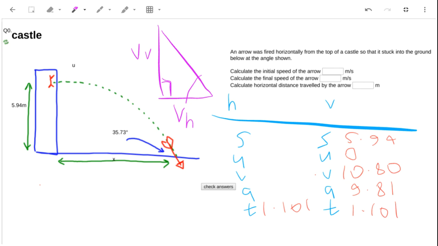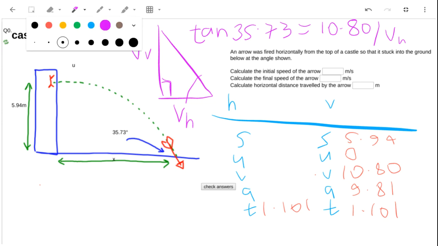And it looks like we've got an equation using tan of 35.73. That's the opposite, which is the vertical, 10.80, divided by our horizontal velocity. So now we can get the horizontal velocity, 10.80 divided by tan of 35.73. That's 15.01 for the horizontal velocity.